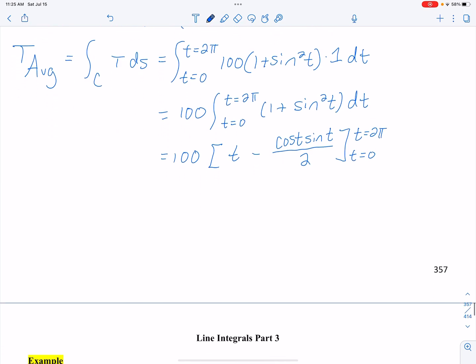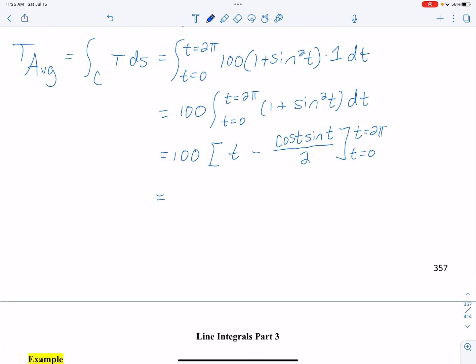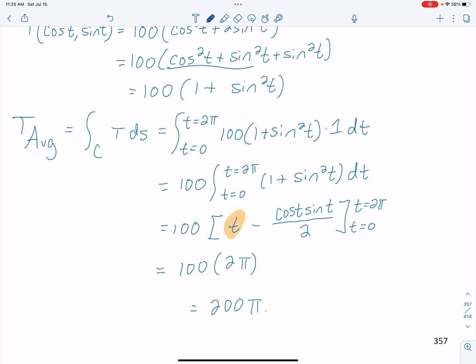I want you to notice a few things. If I plug 2 pi or 0 into this term, you have to plug it into sine. Sine of 0 is 0, sine of 2 pi is 0. That term's just going to cancel out. For the other term, if I plug 2 pi in, the 0 is going to cancel out. So really, we just have 100 times 2 pi, which is 200 pi. Now, they didn't give us any temperature measurement. I may be overlooking it, but they didn't give me Fahrenheit or anything like that. So the average temp around that circle is 200 pi.